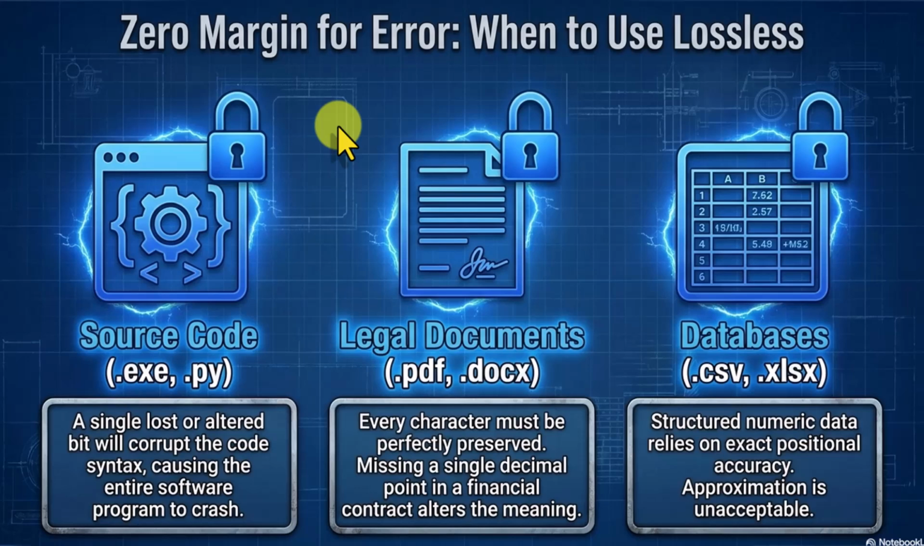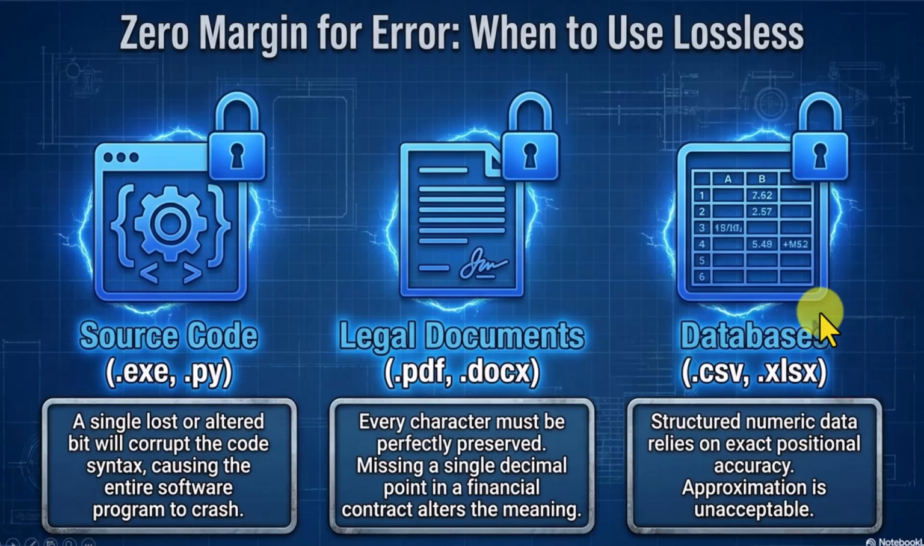And when do we use lossless compression? When we have zero margin for error. If something is lost, everything will be ruined and it will not work. For example, in source code, in programming languages, a single lost or altered bit will corrupt the code syntax completely, and the complete software will crash. Or in legal documents, where every character must be perfectly preserved, missing a single decimal point in a financial contract alters the meaning. So in legal documents, we do not want to do that.